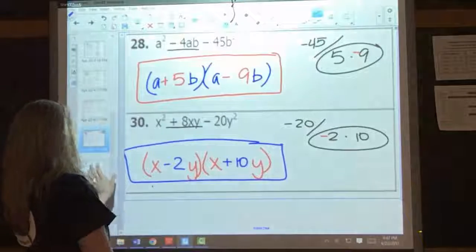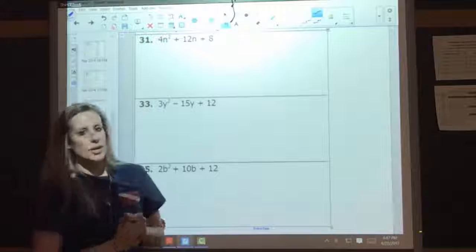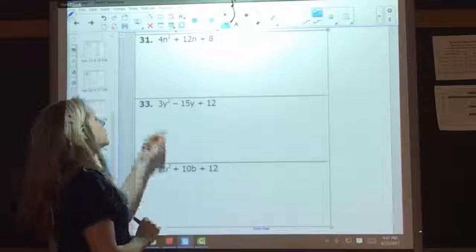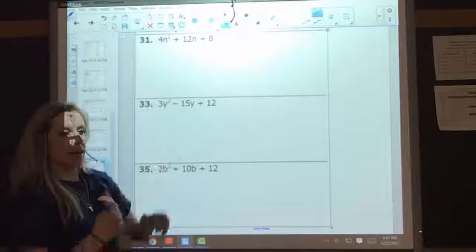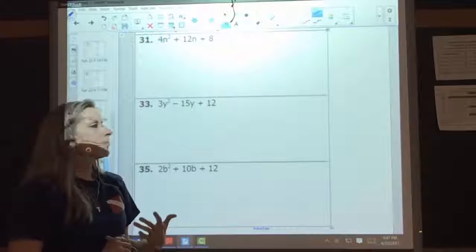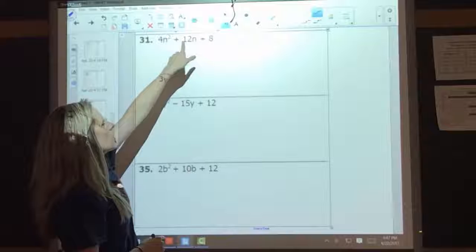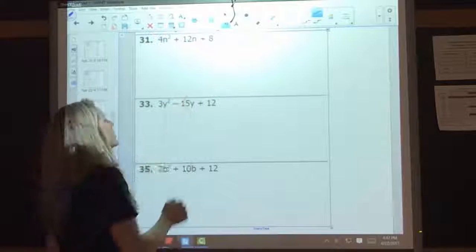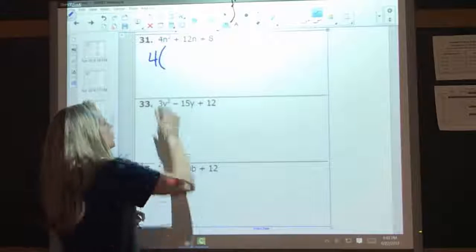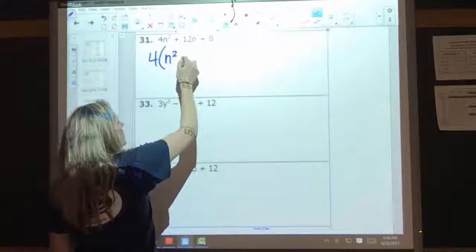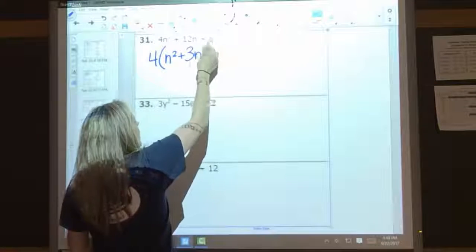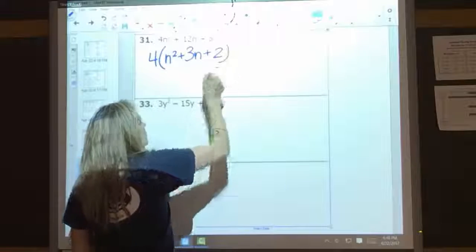All right, on the last 4, what I want you to look for is if they have a greatest common factor. So if you have a number in front of n squared, x squared, whatever squared, you need to look and see if they have a greatest common factor. And here, 4 will go into all 3 terms, right? So what we're going to do is take a 4 out. We're going to divide each term by 4. So that'll give me n squared, 12 divided by 4 is 3n, and 8 divided by 4 is 2.